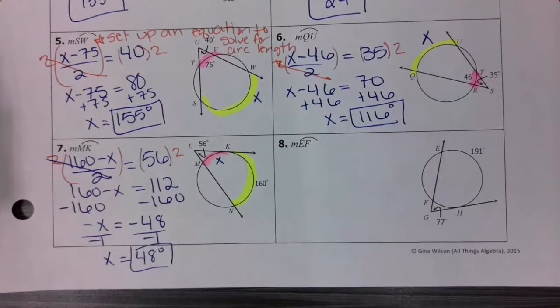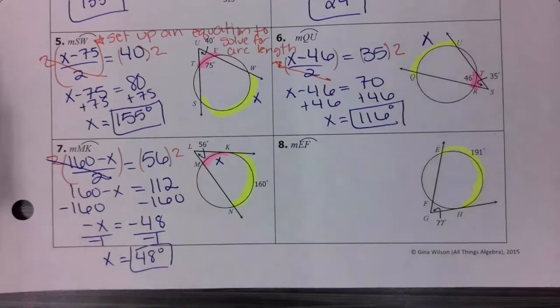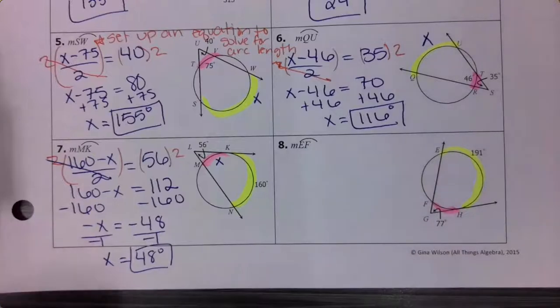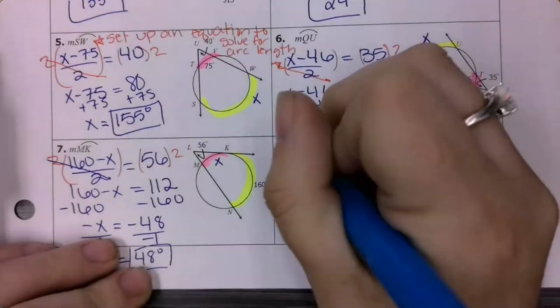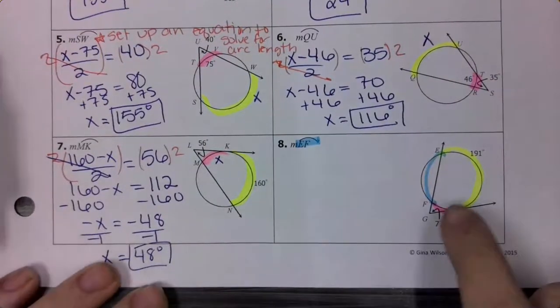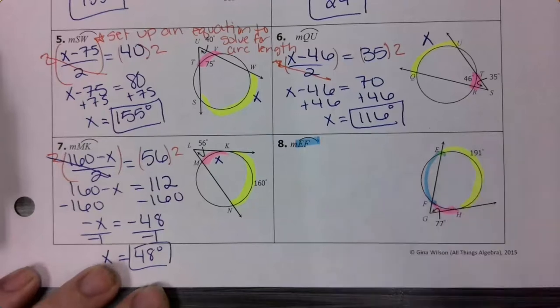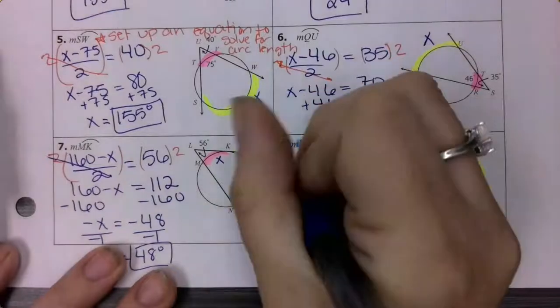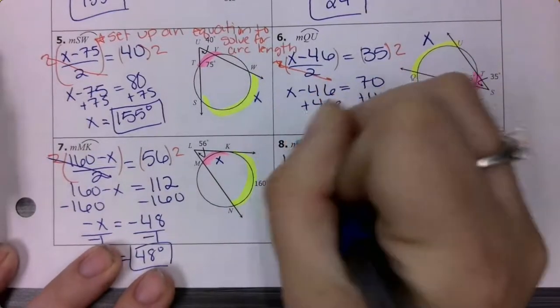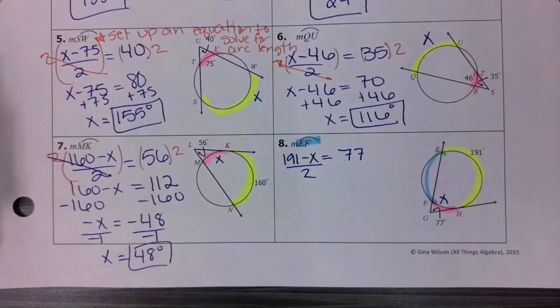Okay. So on number 8, this is my outside arc. This is my inside arc. And the question is asking me to solve for this side arc. So what I need to first do is find the measure of this arc, so I can subtract these two from 360 to find the remaining arc. So I'm going to start this off like I did with number 7. I'm going to have (191 minus x) divided by 2 equals 77. And then I'm going to solve for that pink angle before I can solve for the blue one.